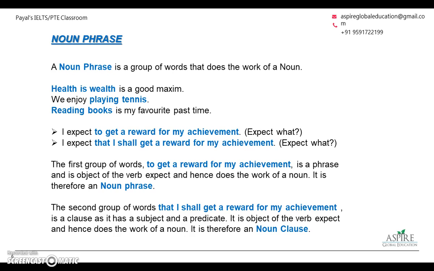Let's take one more example. I expect to get a reward for my achievement. What do I expect? To get a reward for my achievement. It does not have a subject or a predicate, so it is called a noun phrase. I expect that I shall get a reward for my achievement. So this group of words acts as a noun, and it does have a subject and a predicate. Therefore, it is called a noun clause.